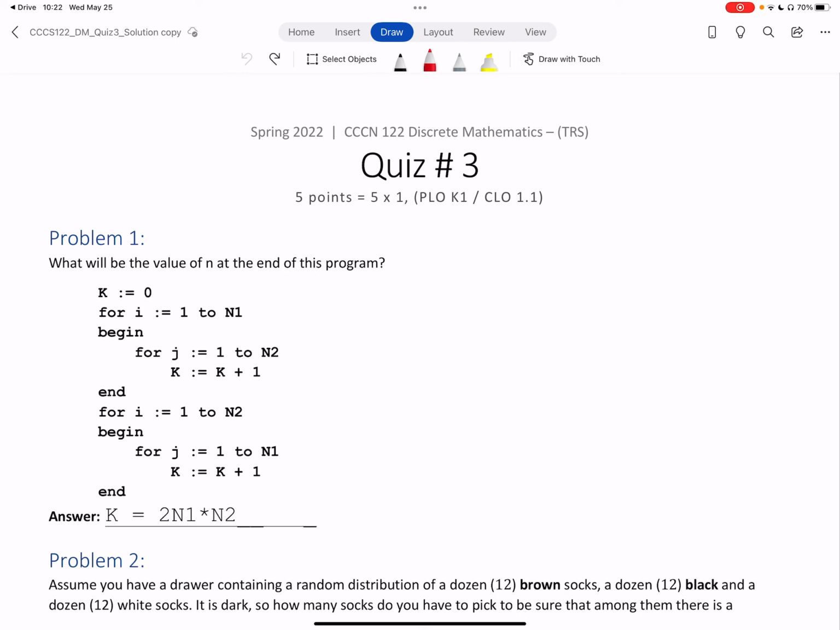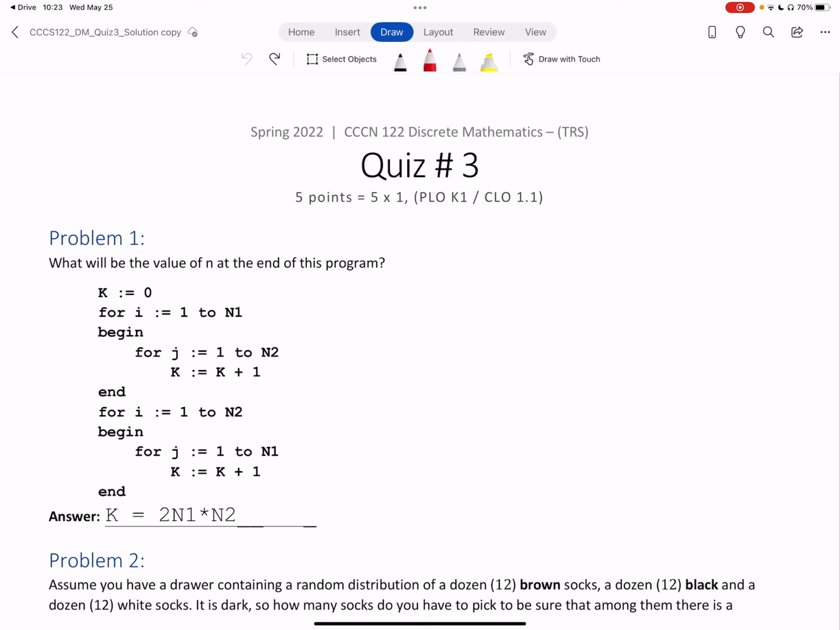Almost everyone did very poorly on quiz number three of CCCS122 Discrete Mathematics. So I thought I'd walk you through the solution very quickly. This is quiz three, and it had five problems.